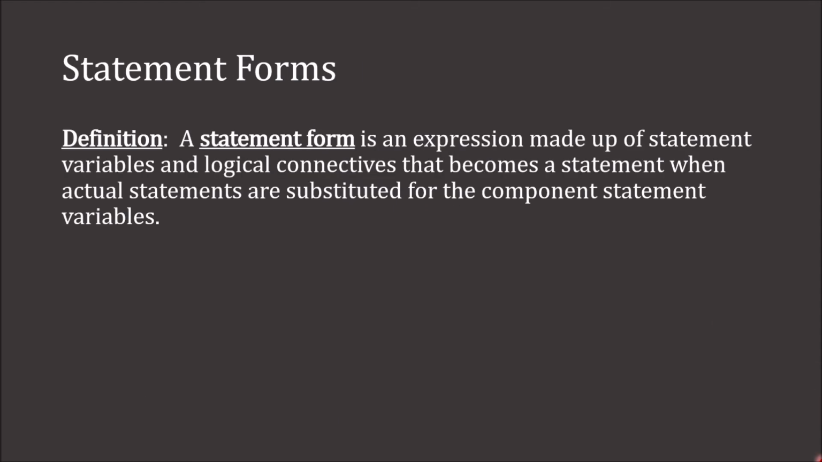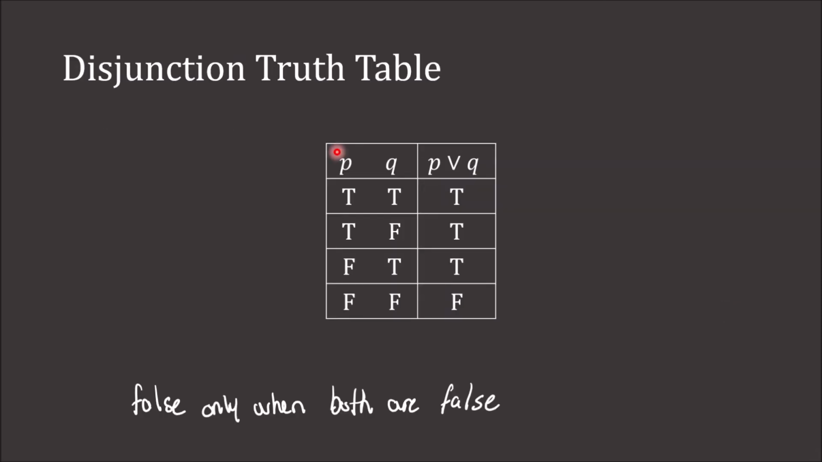A statement form is simply an expression made up of statement variables and logical connectives that becomes a statement when actual statements are substituted for the component statement variables. This is a statement form, because p and q are simply variables. This will become a statement if I replace P and Q with statements.